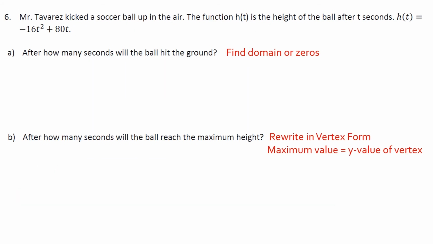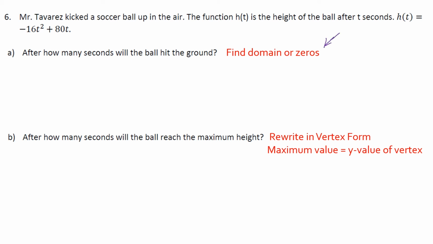Number 6, it says Mr. Tavares kicked a soccer ball up in the air. The function h(t) is the height of the ball after t seconds. h(t) equals -16t squared plus 80t. So part A asks, after how many seconds will the ball hit the ground? Of course on a test you won't have these hints here in red. This is for the review.